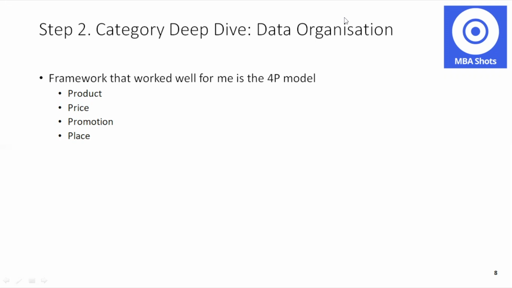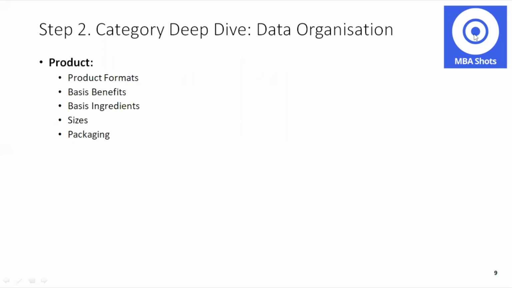Let me expand on these one by one. Starting with the first one, product. The name is obviously self-explanatory. What we're going to try to do in this is organize the information that we collect on the different products in the category, basis various facets of the product. So let me take a few examples to illustrate.